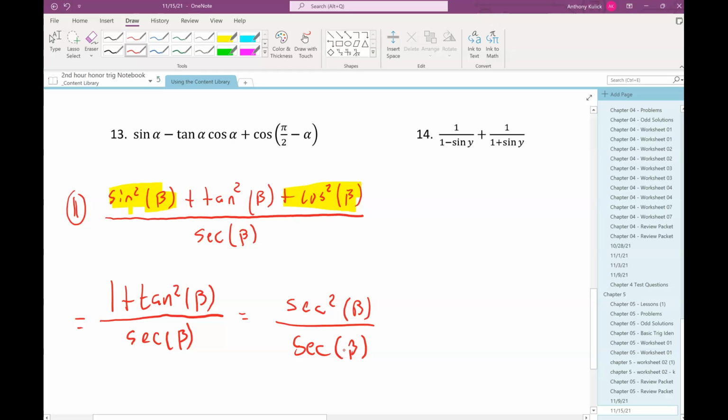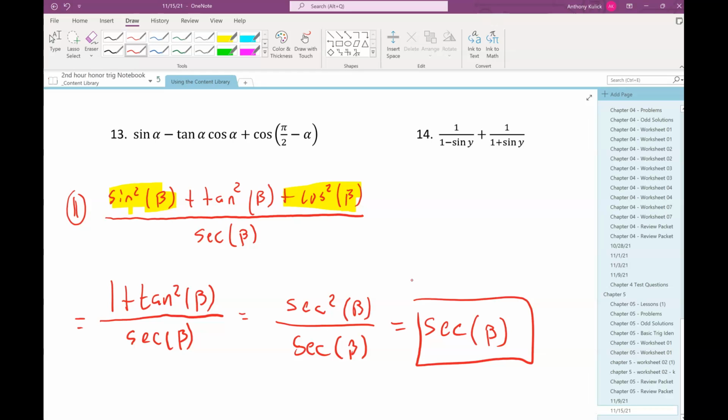And now if I go to look for something algebraic to do, I see that this is a fraction I can reduce. Right? If I have a secant squared on top and a secant on bottom, I can just reduce that down to be like a secant to the first. Is that okay? Yeah. Are you sure?